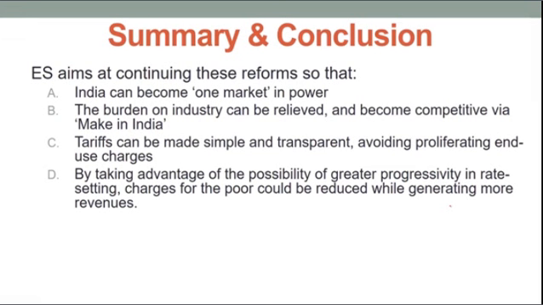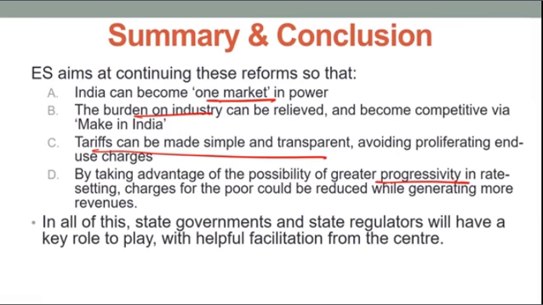Now we want to continue these reforms. One is about one market. The burden on industry has to be relieved. Tariffs need to be made simple and transparent. Progressivity has to happen through cross-subsidization and helping the poor. In all this, state governments and state regulators have a key role to play, because power is an area where the state has a lot of role to play. However, the center has to facilitate all these things.